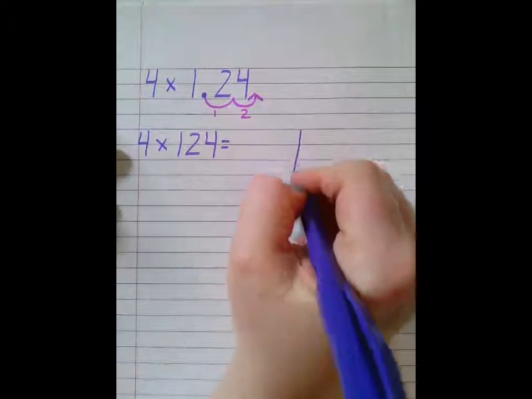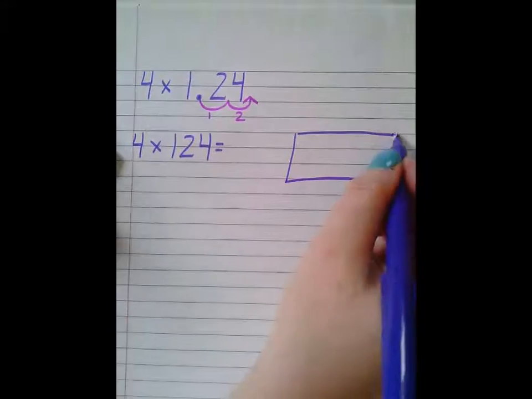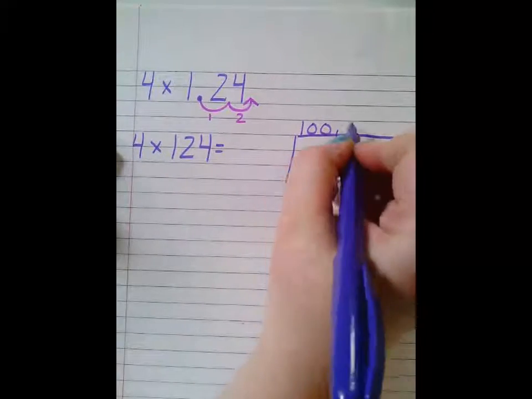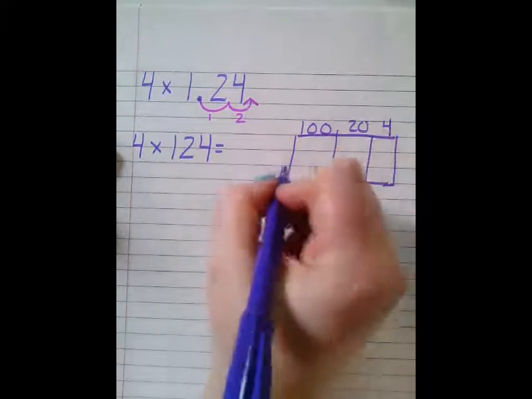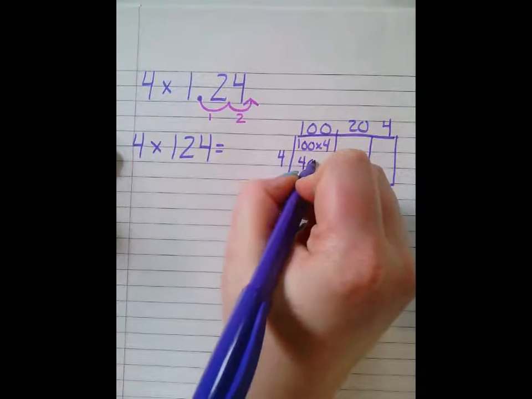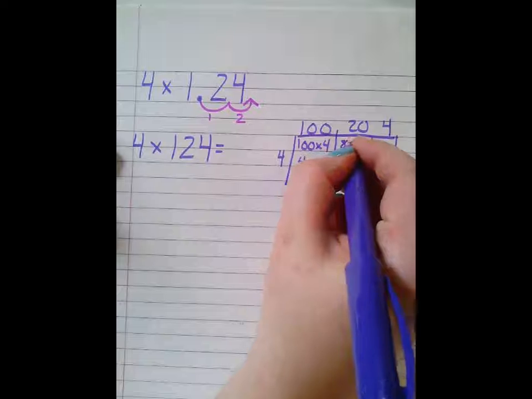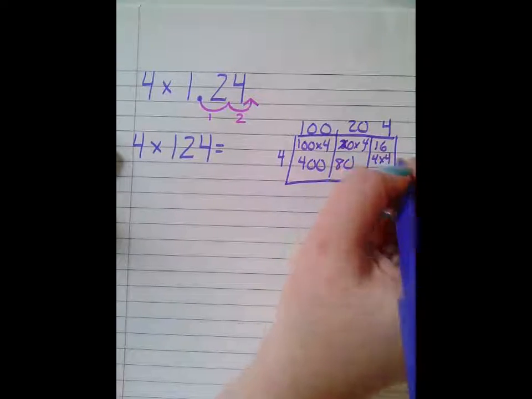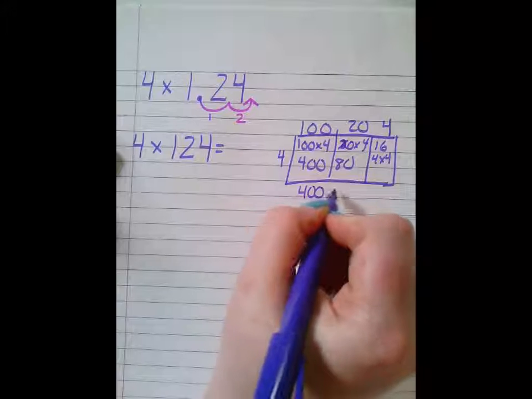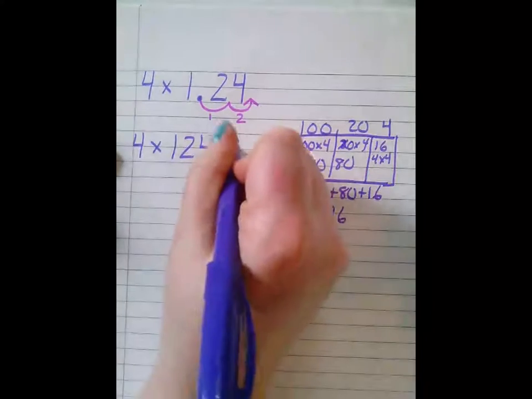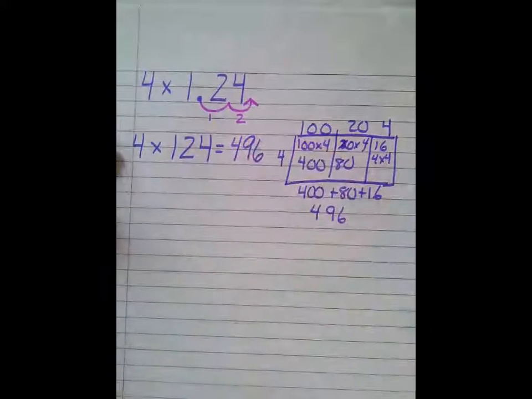Let's do our decomposition model. So we break up 124 into 100, 20, and 4. We put 4 on the side. 100 times 4 is 400. 20 times 4 is 80. 4 times 4 is 16. So we add them up. 400 plus 80 plus 16. We get 496. So 496 is our answer.